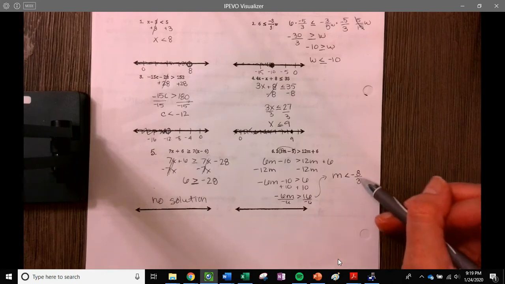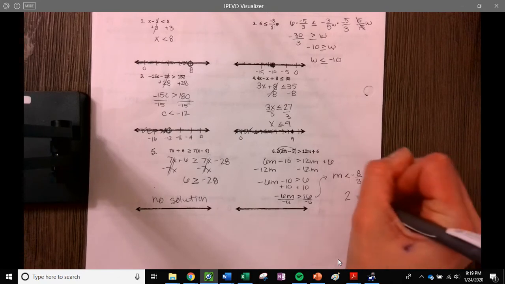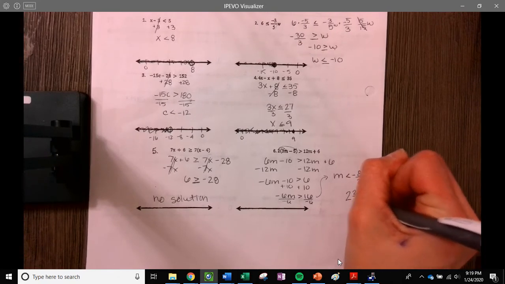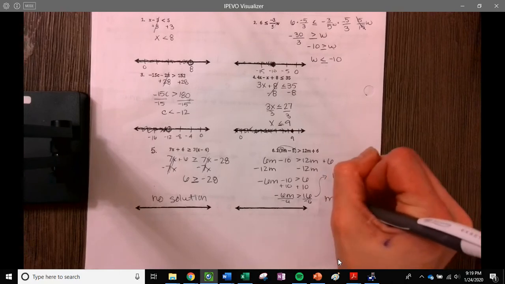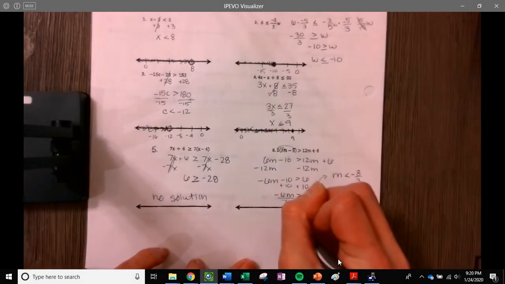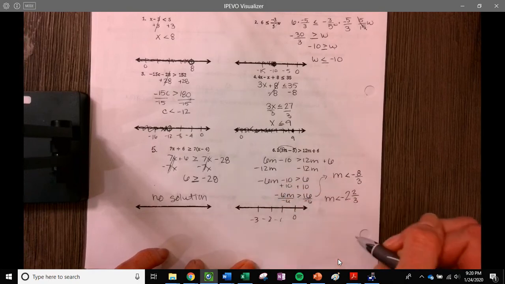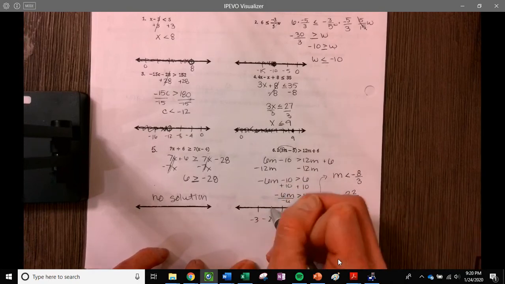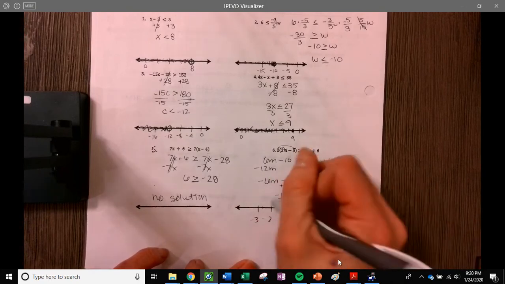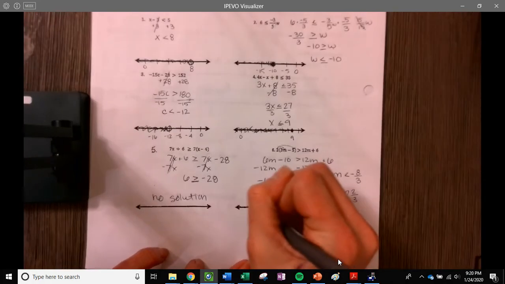I'm going to turn this into a mixed fraction so we know where to put it on the number line. 3 goes into 8 2 times, and there's 2 left over. So we have m is less than negative 2 2/3. We're going to do 0, 1, 2, 3. We'll find negative 2 and about 2/3. It's an open circle, and our shading goes to the left.